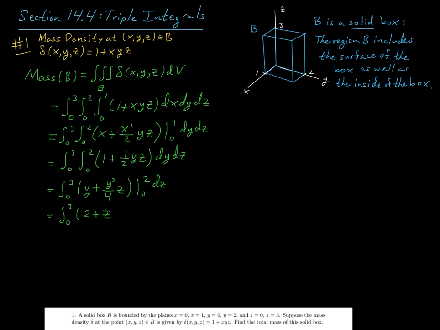And plugging 0 in for y gives me 0, so we wind up here, which is a pretty simple integral. We get 2z plus z squared over 2. Now evaluate from 0 to 3, so that gives us 6 plus 9 over 2. And so 12 halves and 9 halves is 21 halves. Since there aren't units provided, we'll just leave it as 21 halves. And that's going to be the mass of this solid box.